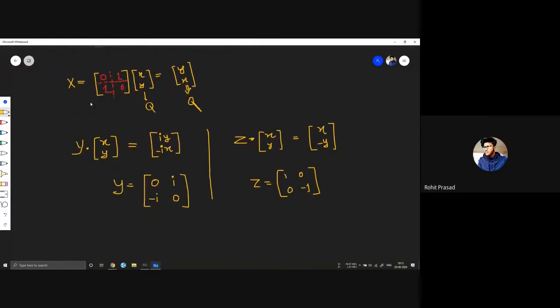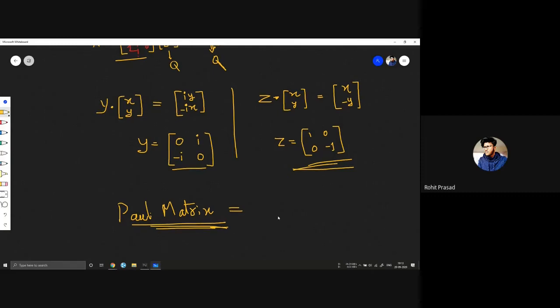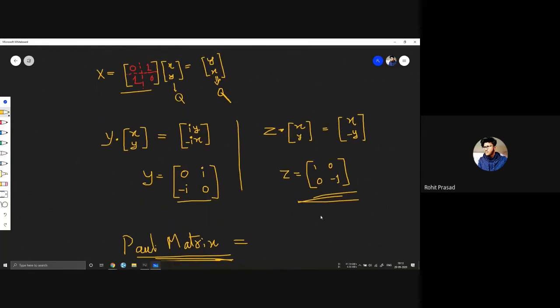These three matrices, X, Y, and Z, are called Pauli matrices. You will learn about this in the quantum mechanics class taken by our DOA, Saumitro Banerjee. He will talk about X, Y, Z, the Pauli matrices, and the rotation matrices as well. For now, just remember that X, Y, and Z are Pauli matrices.